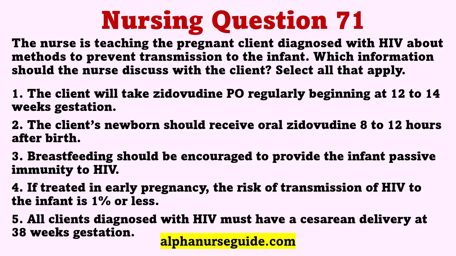The Centers for Disease Control states that if the client is treated beginning in early pregnancy, the risk of transmission of HIV to the infant can be reduced to 1% or less. Breastfeeding is not recommended because HIV is present in breast milk. The choice of delivery method, vaginal or cesarean, is dependent on the concentration of the virus in maternal plasma. Cesarean delivery before the onset of labor and rupture of membranes can reduce the transmission of the HIV virus. However, the method of delivery needs to be individualized to each client.